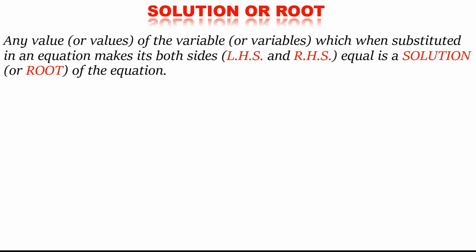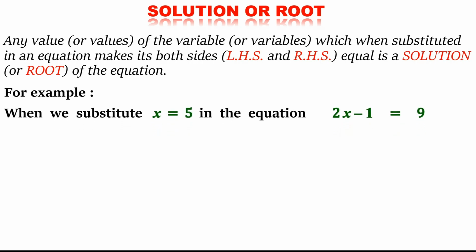So, with an example, let us make it more clear. Here we have a linear equation given as 2x minus 1 is equal to 9. This is the equation given. Now, if I substitute the value x is equal to 5 in the given equation, see what we will prove. As you can see, we have 2x minus 1 on our left hand side and 9 on our right hand side.